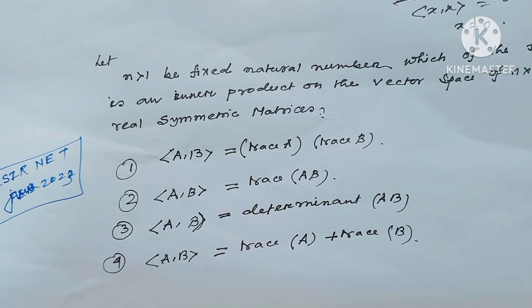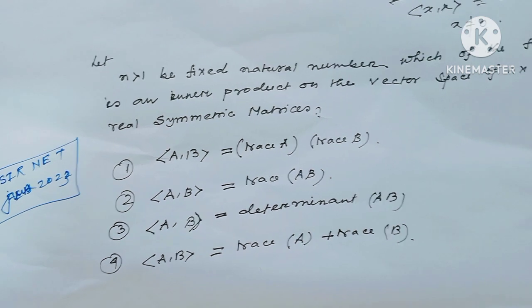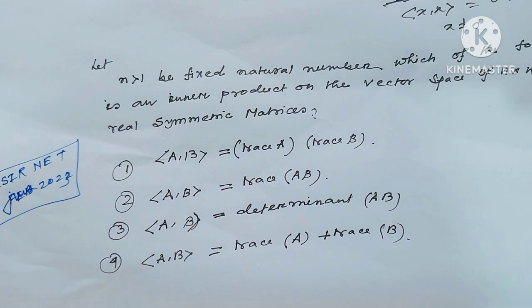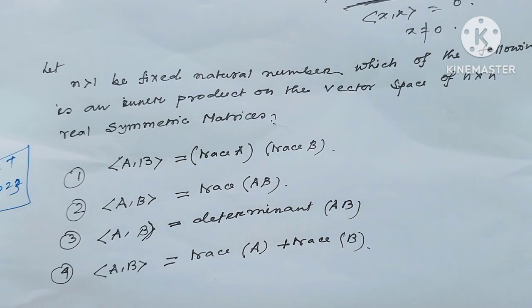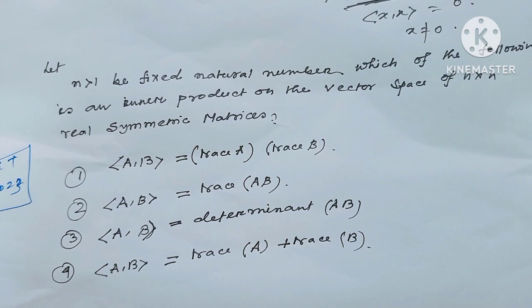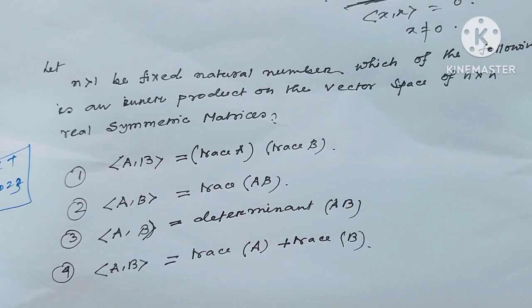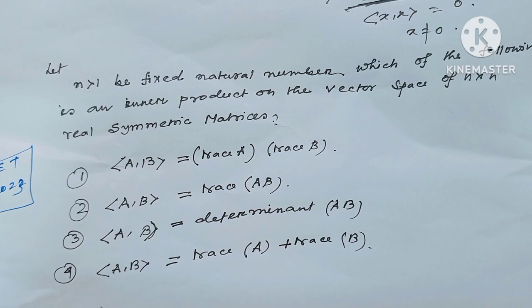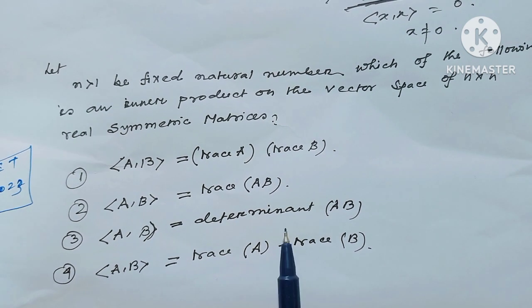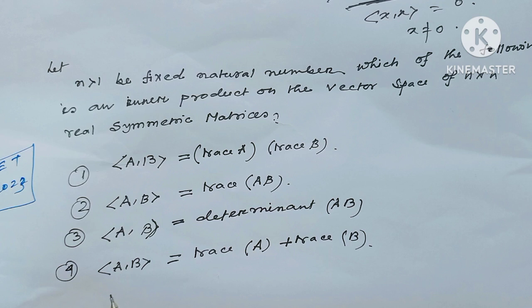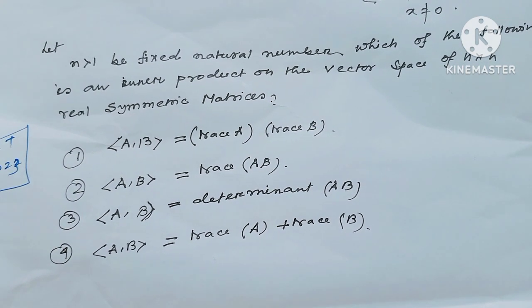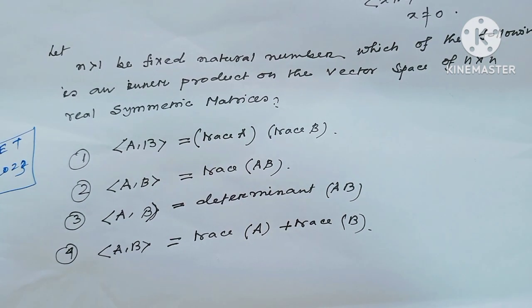The question is: let n greater than 1 be a fixed natural number, then which of the following is an inner product on the vector space of n cross n real symmetric matrices? Option 1: inner product of A and B equal to trace of A times trace of B. Option 2: inner product of A and B equal to trace of AB. Option 3: inner product equal to determinant of AB. Option 4: inner product equal to trace of A plus trace of B. Which of the following is an inner product?